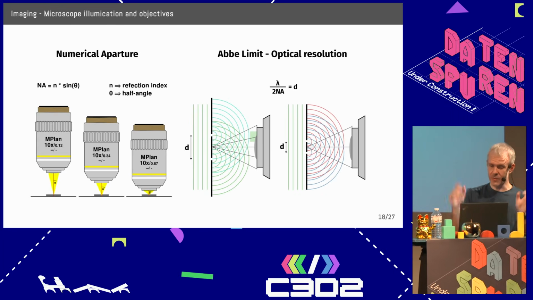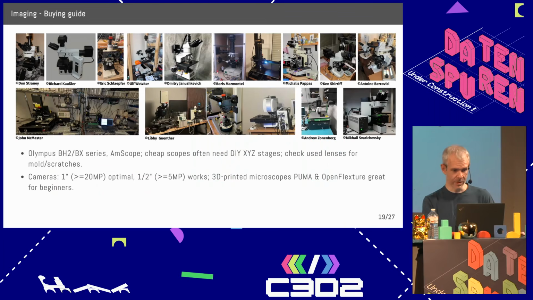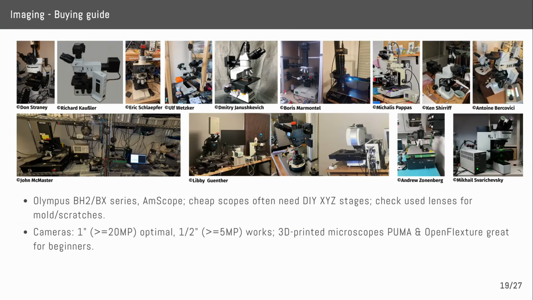They can go up to thousands of euros, even used. So what should you buy when you want to start doing this? I asked around, and the guys and girls sent me pictures of their microscopes, and quite common are these Olympus microscopes and Amscope. I personally have a Nikon, and I got it from eBay quite cheaply.